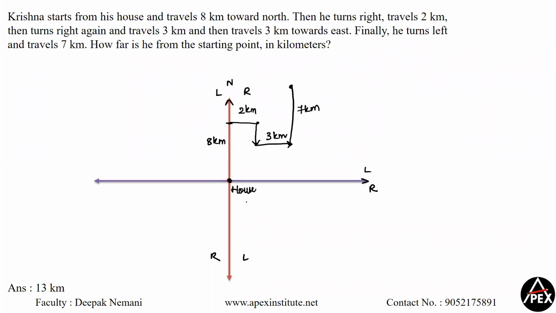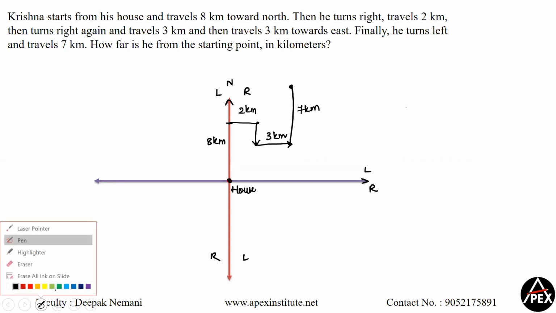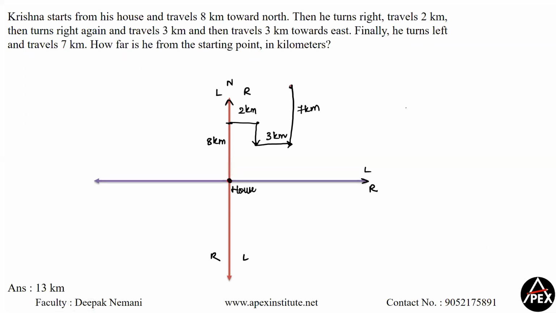Now we need to determine what? How far is he from the starting point? Now what is the distance between this point and the starting point? So if I join this, it forms a right angle triangle. So what is the horizontal distance? This is nothing but 2 and 3. So 2 plus 3, 5 kilometers, isn't it?